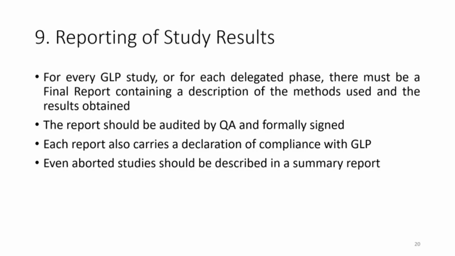Reporting of the study results. For every GLP study, or if the study is pretty big, it might be divided into different phases. For example, stage 1, stage 2, stage 3. There must be a final report containing a description of the methods used and also the results obtained. The report should be audited by the QA personnel and formally signed by the QA personnel and also the management. And each report should also carry a declaration of compliance with GLP so that we know that the study is conducted under the GLP framework. And even the aborted studies should be described in the summary report. This is to prevent any deliberate hiding of the results.